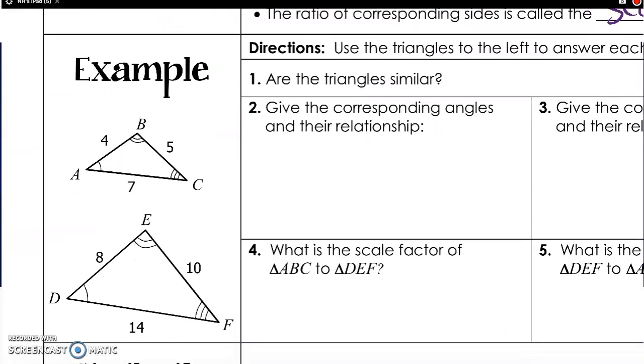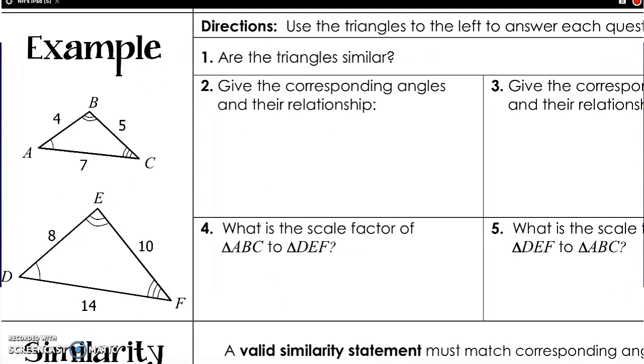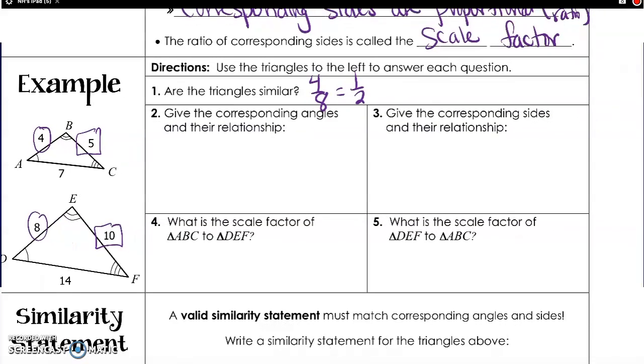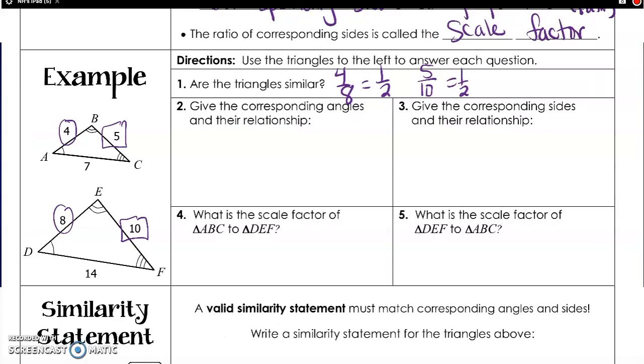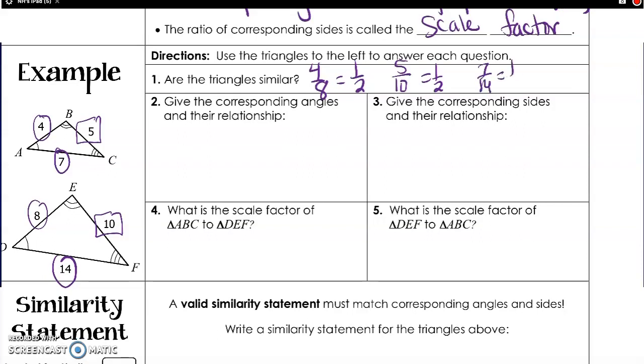So when we look at these two triangles, the first thing it's asking us is, are they similar? And to check, you're going to match up the sides and get their ratios. So 4 and 8. So we would do 4 over 8, which is equal to 1/2. Then we need to check the other ones, 5 and 10. 5 over 10 does simplify to 1/2. So far so good. So then you want to ask yourself, does 7 over 14 also equal 1/2? Yes, it does. So yes, the triangles are similar.